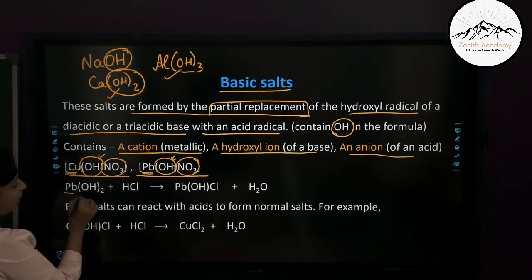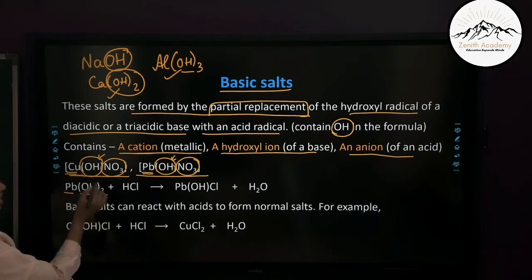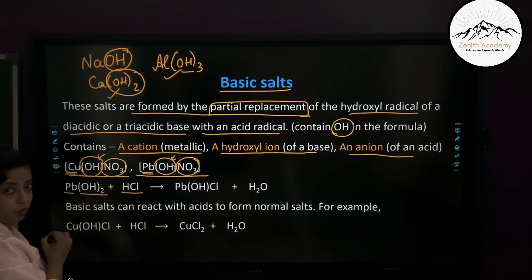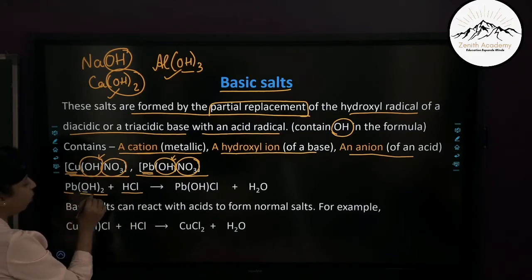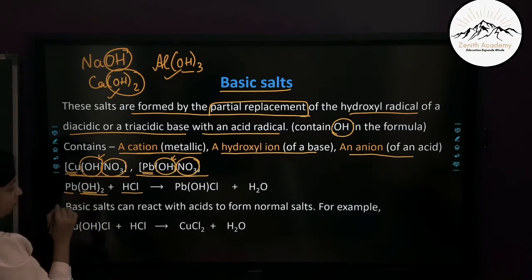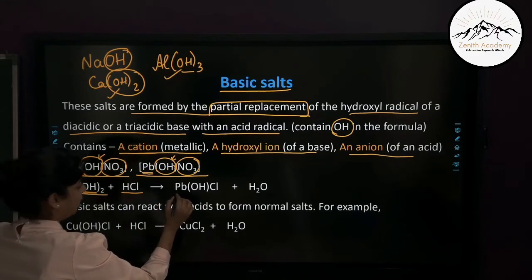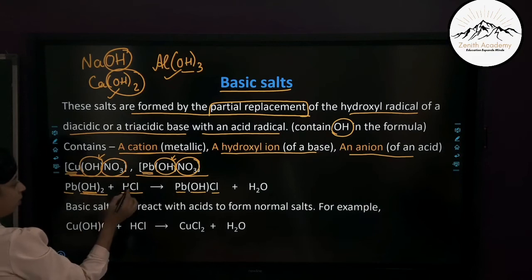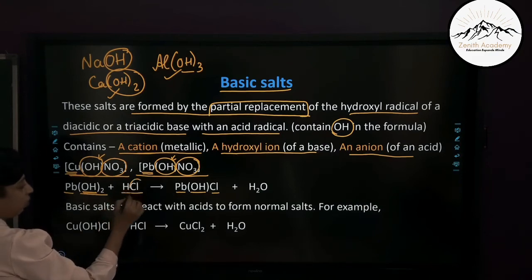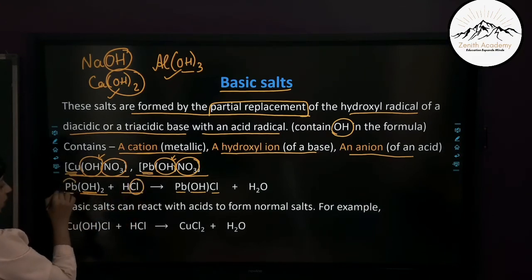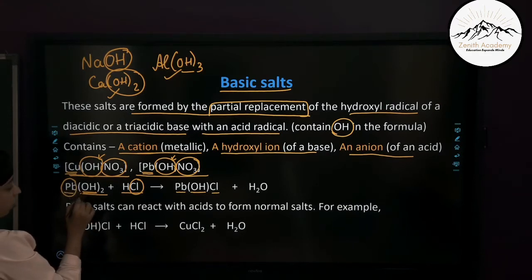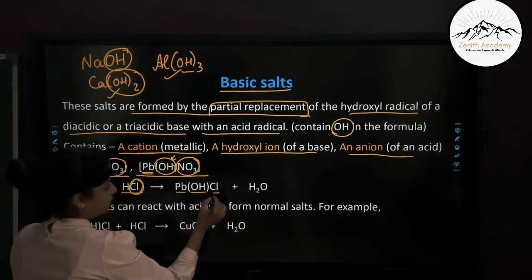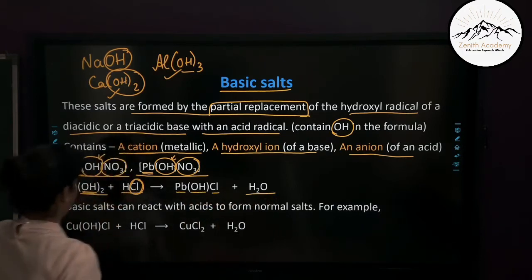Now this is lead hydroxide. It is a diacidic base. Okay. When this reacts with hydrochloric acid, then one of the OH is replaced here. So we write PbOHCl. Okay. So there is one anion, one cation of the base, one OH and one anion of the acid. So PbOHCl, and water is released.